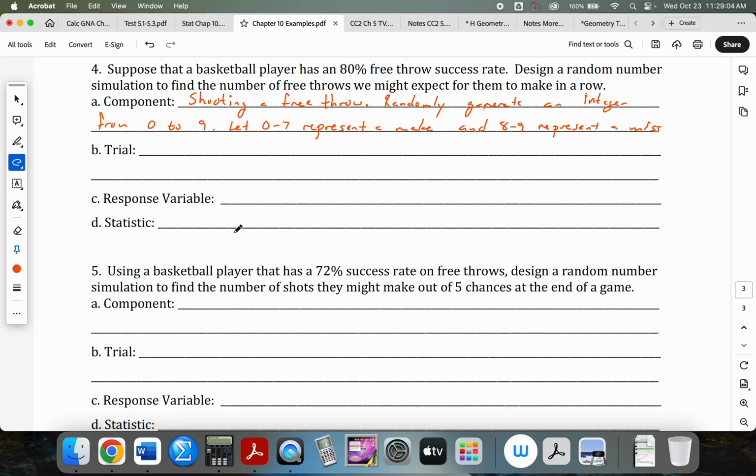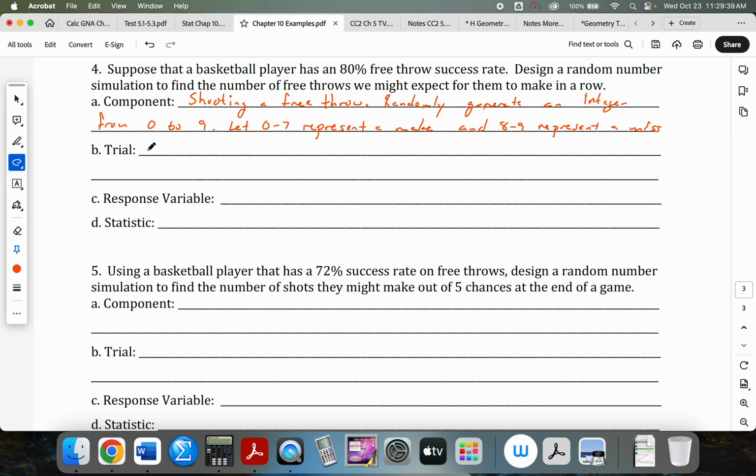What is our trial going to be on this? Randomly generate numbers? Or we've already randomly generated the numbers. We've done a component. So what are we going to do? You have to read the question carefully. We're going to do a trial to see how many he can make in a row. Okay, good job. Trying to start reading the problems, Mr. Davis, like you're saying. Yeah, you really do have to read the problems.